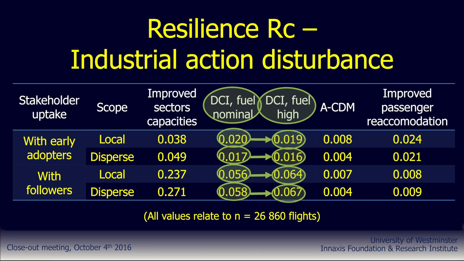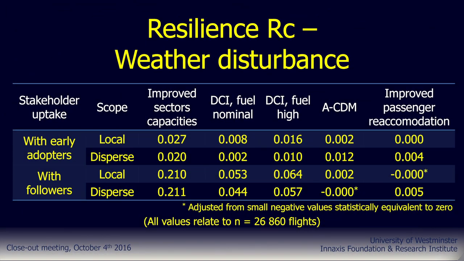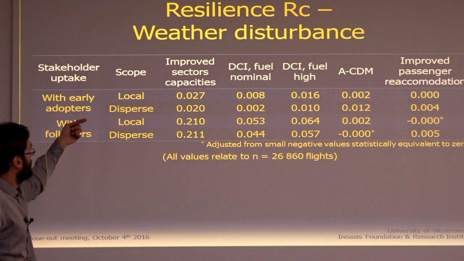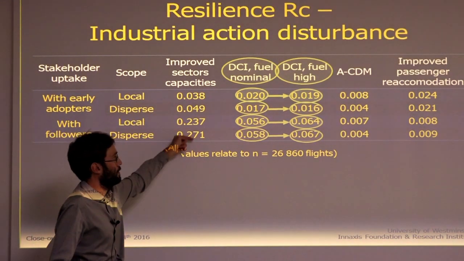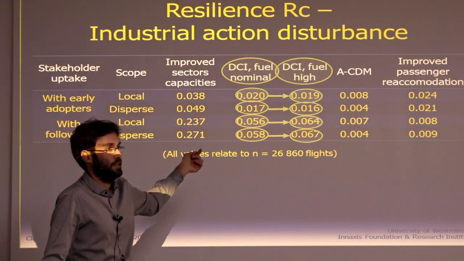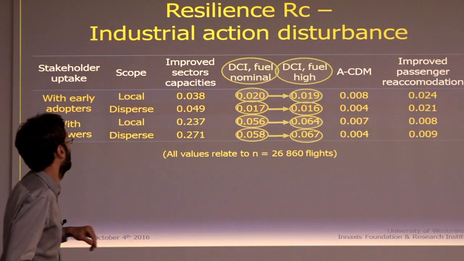So that was a nice result. If we move to the weather disturbance, these are the values that we have here for the different resilience. Once again, they are comparable among them. We can see that, as in the previous one, the improved sector capacity is performing better, it seems. The resilience value we are getting is higher than for the other mechanisms.